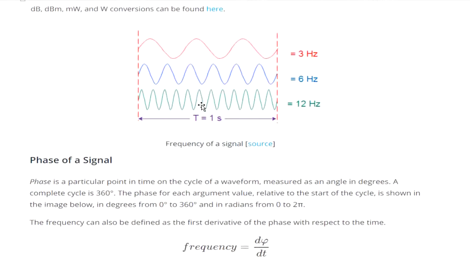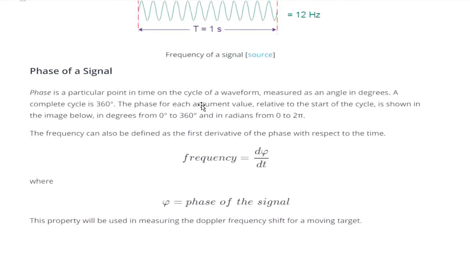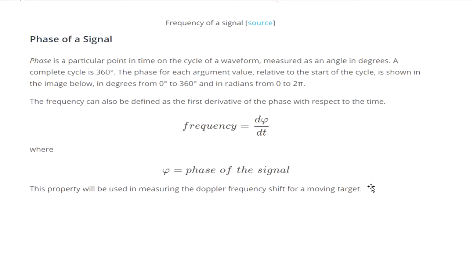So it's quite easy. Let's go on with physics. How about the phase of the signal? The phase is a particular point in time of the cycle of the waveform, measured as an angle in degrees. A complete cycle is 360. The phase is an argument value related to the start of the cycle, in radians from 0 to 2 pi.